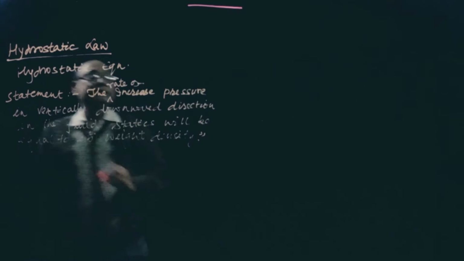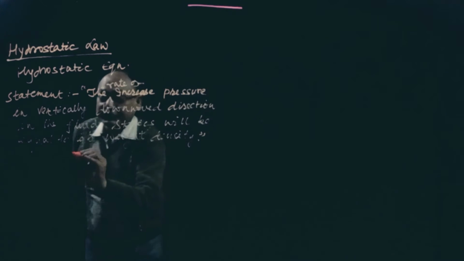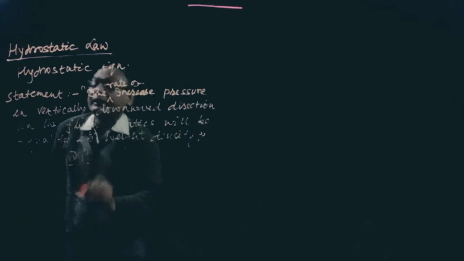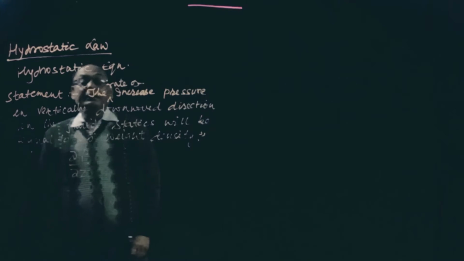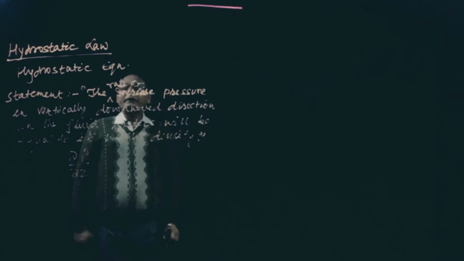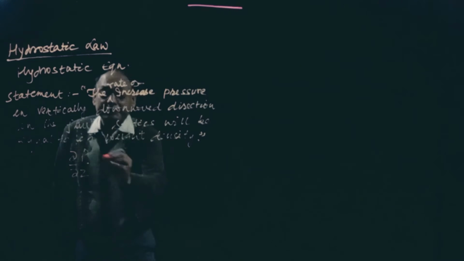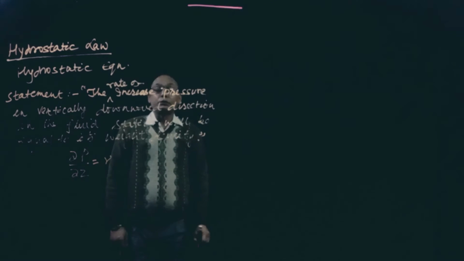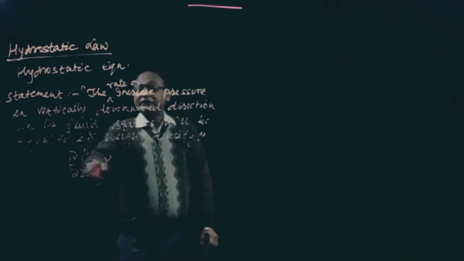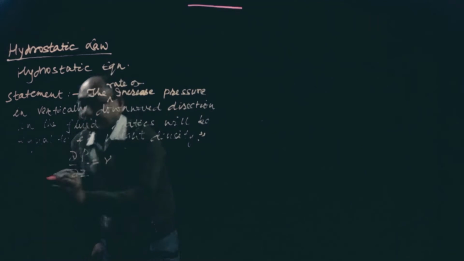The rate of increase of pressure, let us call it dP, in the vertically downward direction, that is dz, in the fluid static will be equal to the weight density of the fluid. That is the statement. Now we have to prove this. How are we going to prove it?